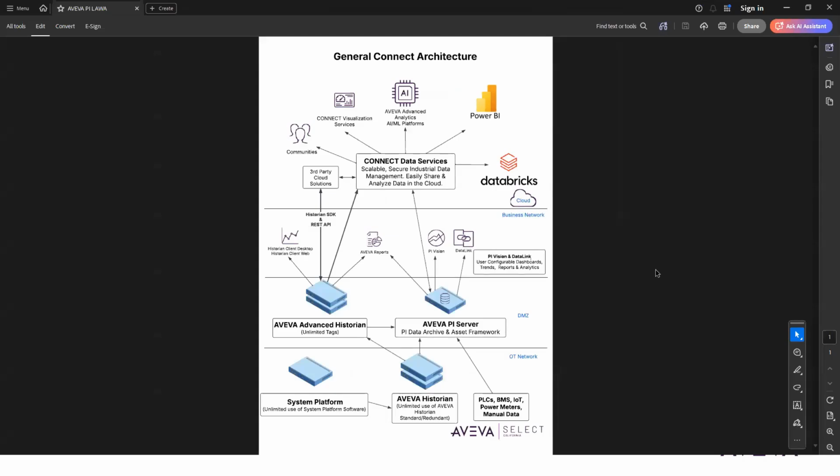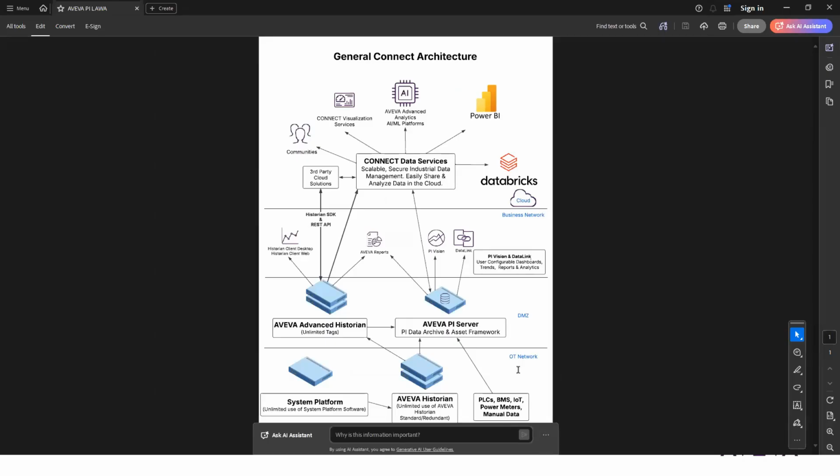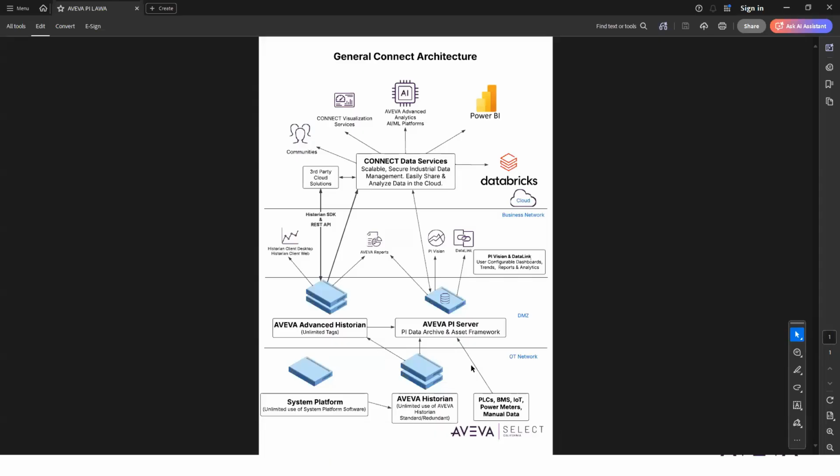A general Connect architecture. This is not the only way it could be done, but just a general, typical architecture. You have your OT network. This is where you have your historians, you have your SCADAs, you have your field devices. After that, you typically have a DMZ layer. This is where we usually have a tier 2 AVEVA historian or an AVEVA Pi server.